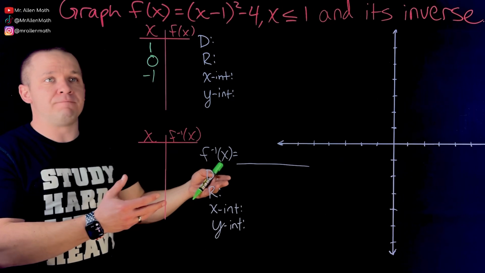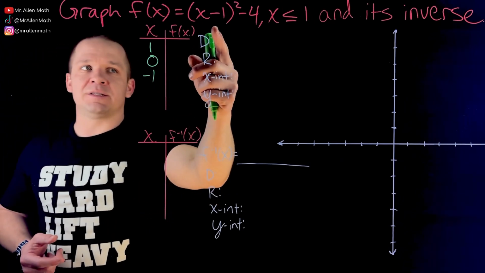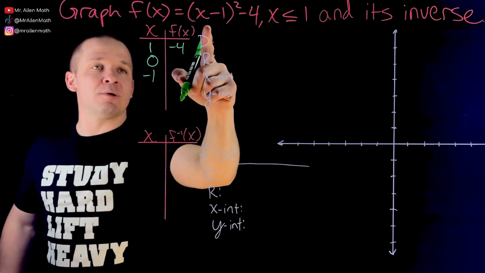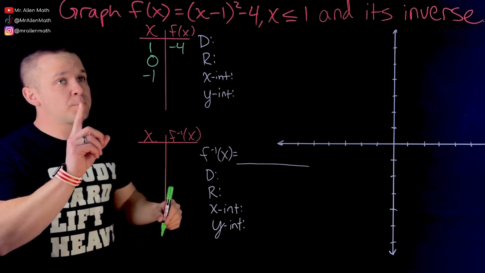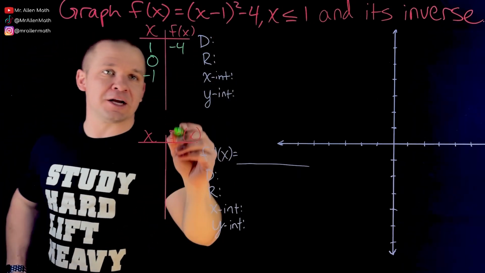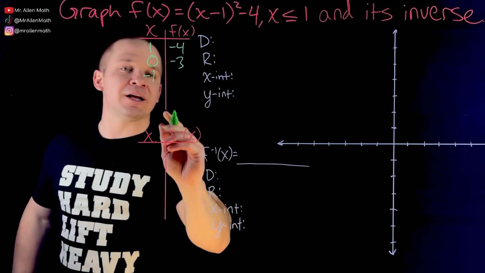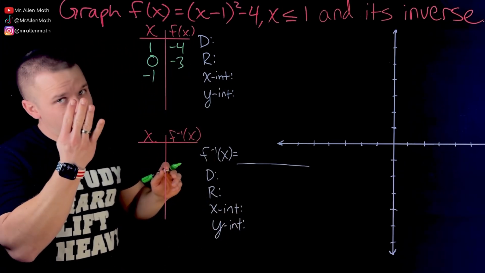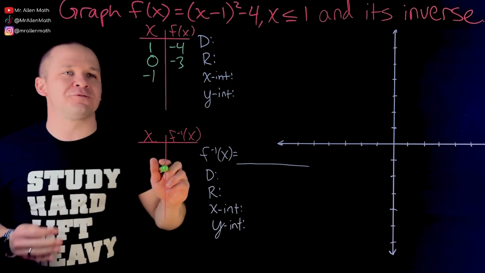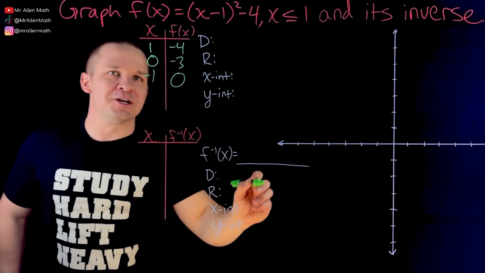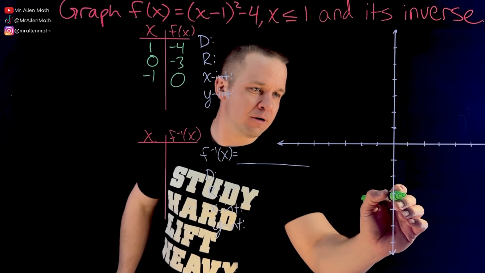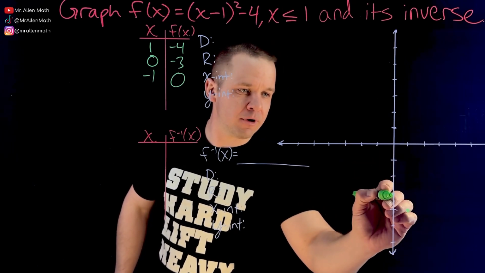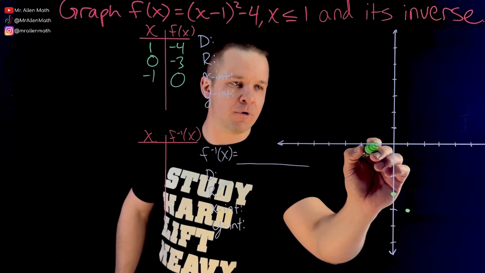to positive 1. If I plug 1 in, I get 0 squared is 0, minus 4 is negative 4. If I plug 0 in, I get negative 1 squared is 1. 1 minus 4 is negative 3. And then if I plug in negative 1, I get negative 2 squared is positive 4. Minus 4 is 0. So we have 1, negative 4, right there. 0, negative 3, and then negative 1, 0.